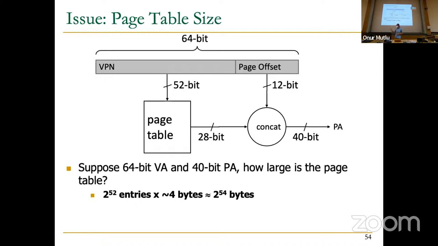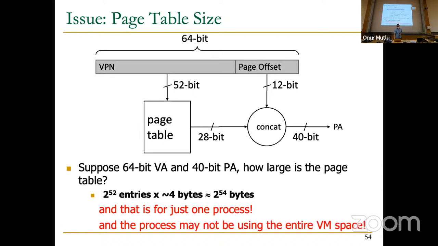And this is not it, right? This is if you're running one process. If you have 100 processes, they all need to have page tables, right? Multiply this by the number of processes that you're supporting. Good luck.